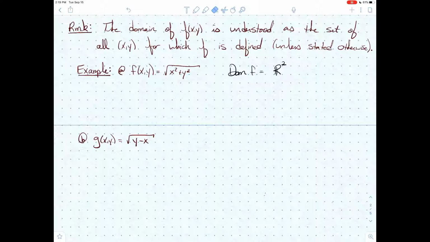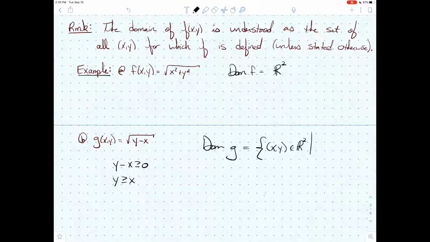So here, for the second example, we realize that, okay, for the domain of this guy, I've got to have y minus x greater than or equal to 0, so y greater than or equal to x. And so the domain of G is the set of all pairs x, y in 2-space such that the y coordinate is greater than or equal to the x coordinate.